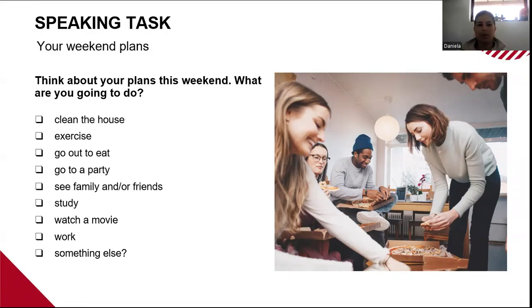So, in your case, what do you like to do? What are you going to do? Remember, when you talk about future plans, or in this case, weekend plans, you can use "going to" if it's something you already planned ahead of time.